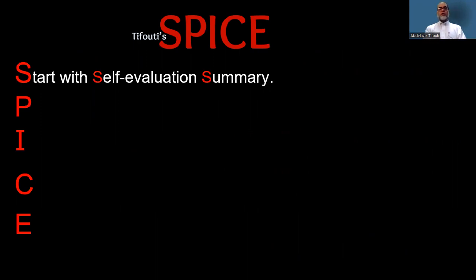It says here, start with self-evaluation summary, which means you allow the teacher to give you a summary of their performance. They evaluate their teaching, what they did, the lesson that they just taught, and they give you their reflection and their evaluation of it. So give them that opportunity and start with that.